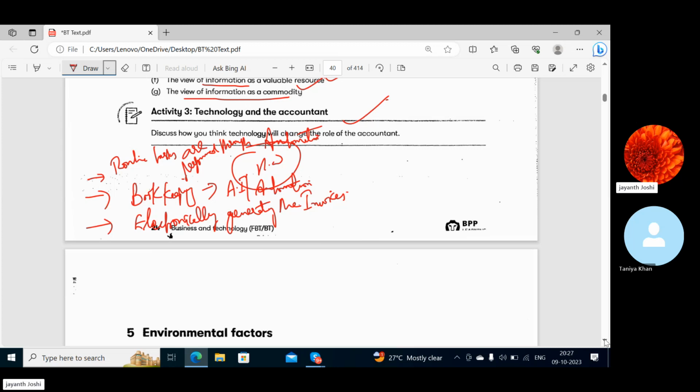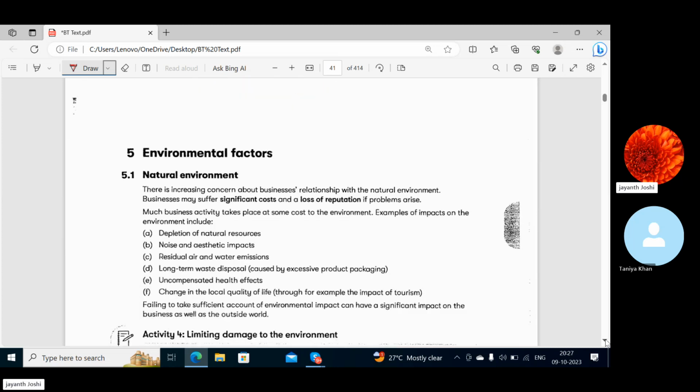Okay. Now comes the environmental factor. See, environment is equally very important, right? Environment is something which surrounds us. Wherever we stay, wherever we live, we want a very good environment, right? We always search for a natural environment whereby we have a good amount of trees, fresh air, good clean water bodies, etc. Because that is the hygiene we always desire, right?